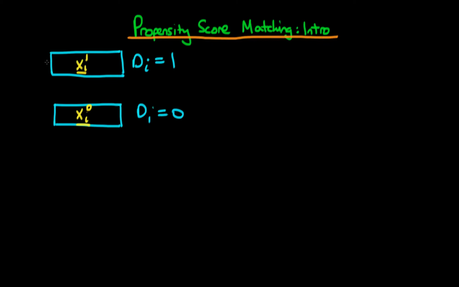And hence, if we just compare a difference in means between these two groups, this is going to reflect both the average causal effect and some degree of selection bias. And the selection bias effect here reflects the fact that there are actually differences between these two groups in terms of other important covariates for determining some sort of outcome variable.